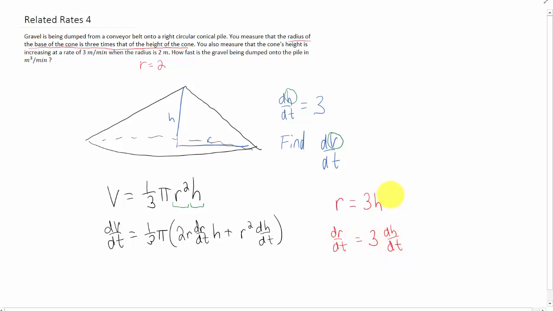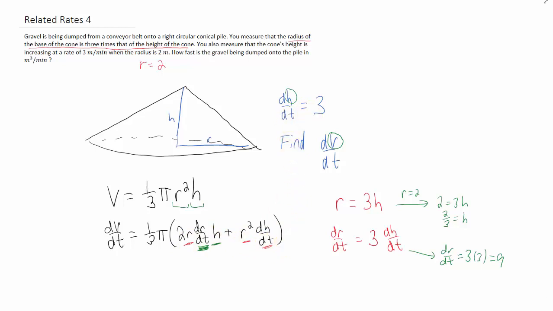And now I think we're given everything that we need. Because we're given that r equals 2, we know that 2 equals 3h. At this moment that we're trying to relate our rates, we have h equals 2/3. And since we're given that dh/dt equals 3, we now know that dr/dt equals 3 times another 3, which is 9. Okay, a little bit of sloppiness there, but we're going to plug in dr/dt here is 9. We're going to plug in h equals 2/3. And we know that r here and here is 2. And we know originally that we were given dh/dt equals 3.